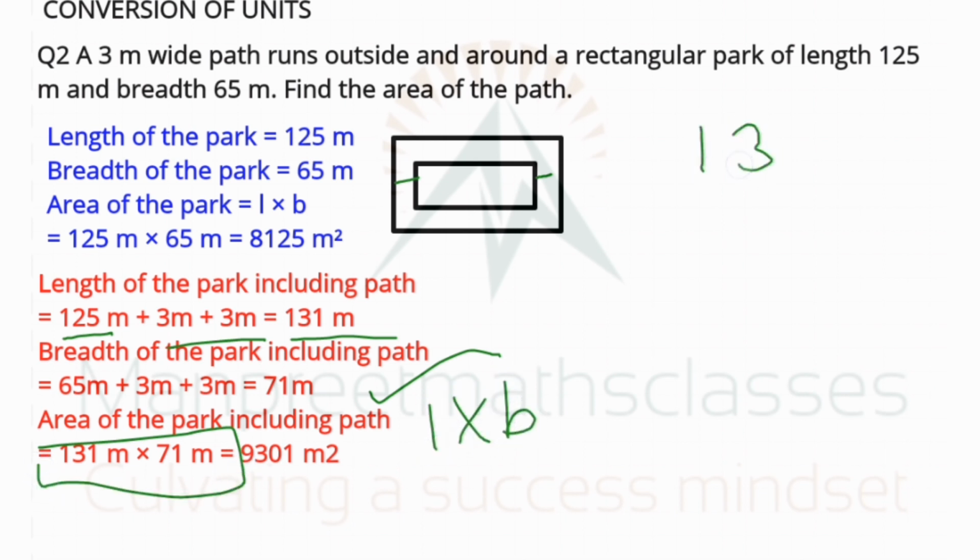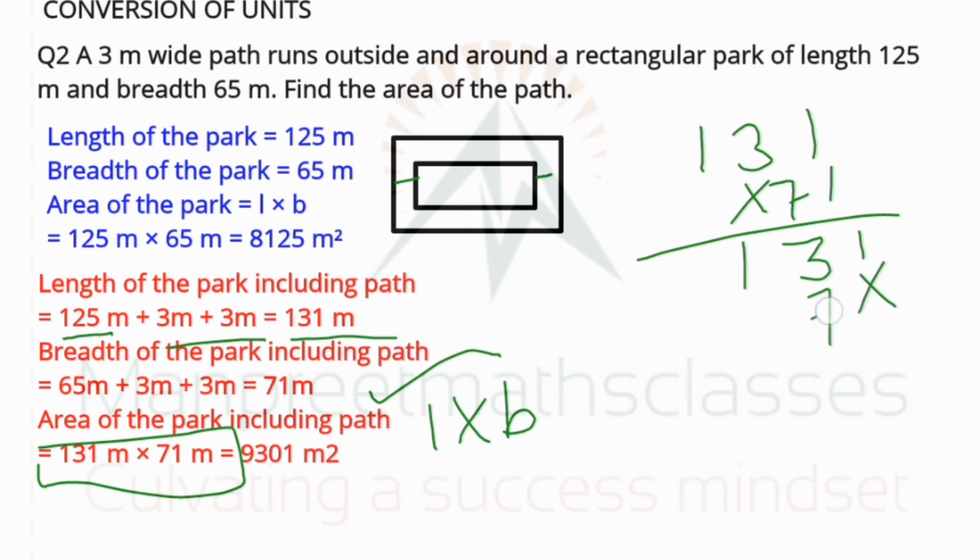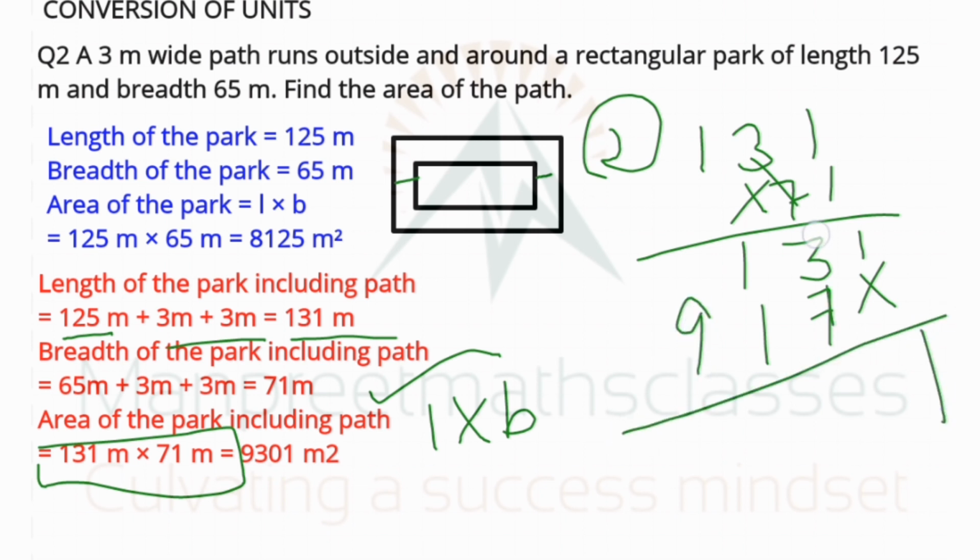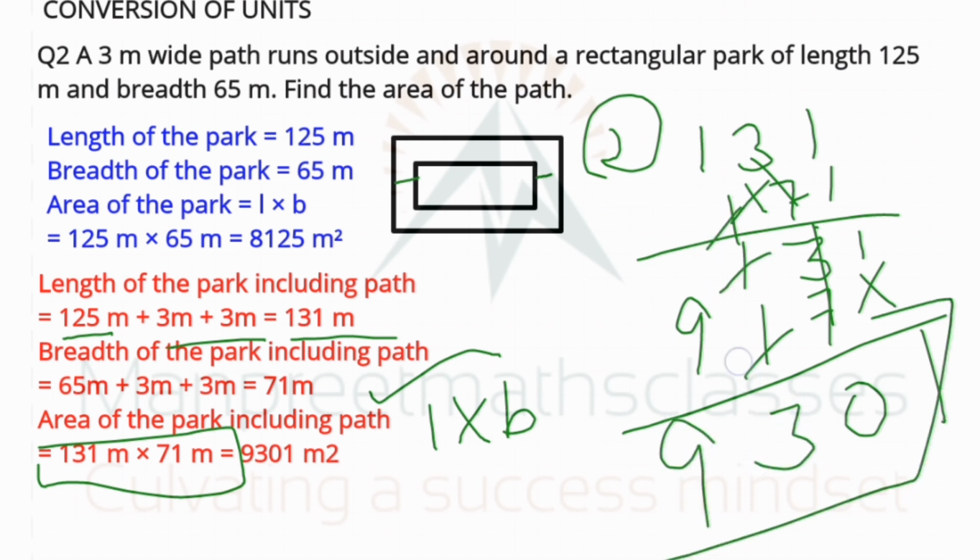So 131 into 71. 1 1s are 1, 1 3s are 3, 1 1s are 1. Now with the table of 7, 7 1s is 7, 7 3s are 21, 2 carry, 7 1s is 7 plus 2 is 9, 1, 7 plus 3 is 10, 0, 1 carry, 1, 2, 3 and 9. So 9301 meters square is the area of the park including the path.